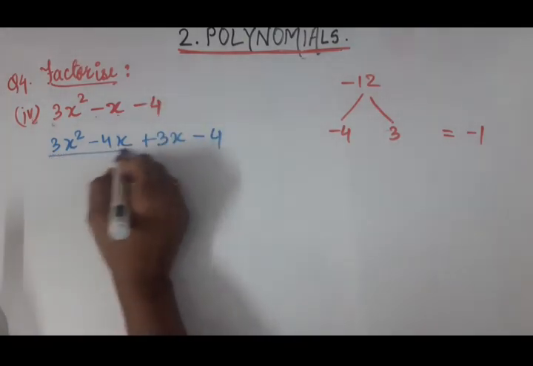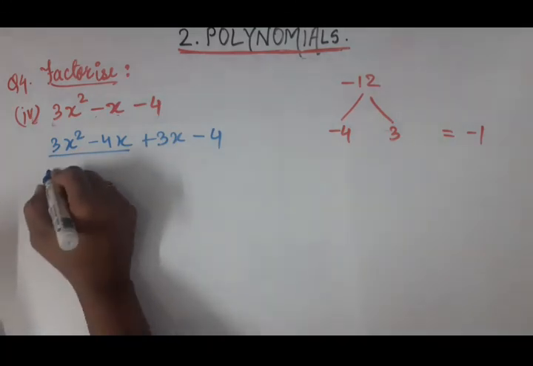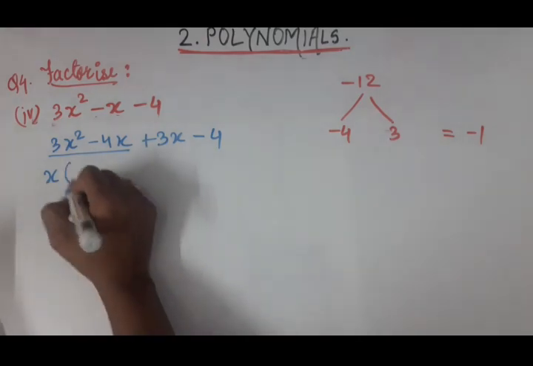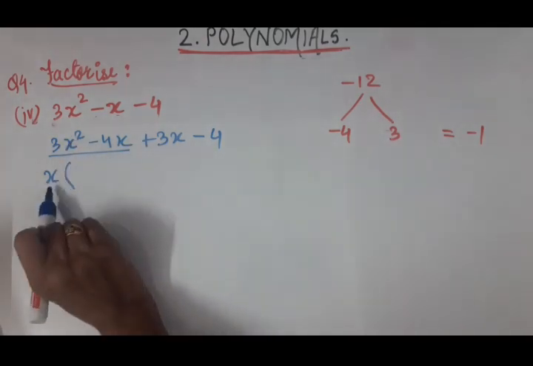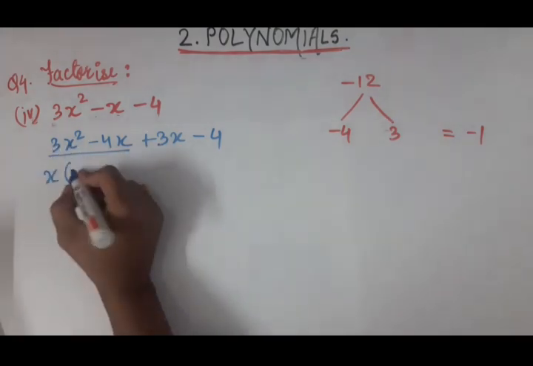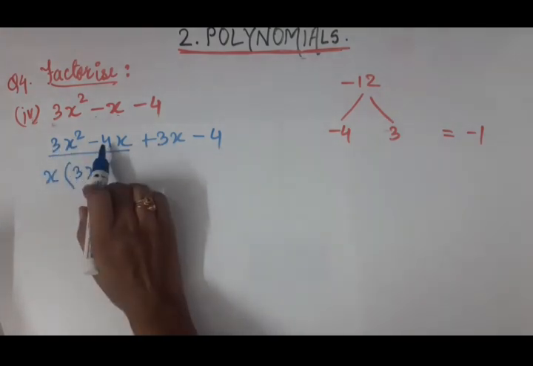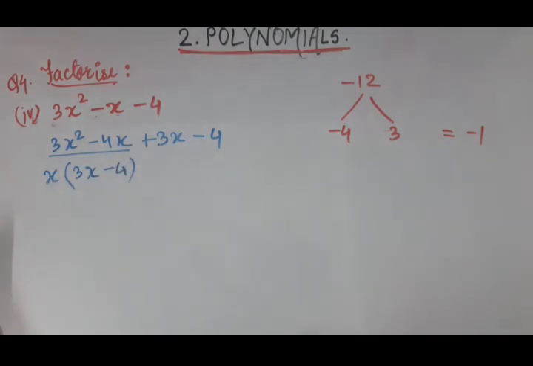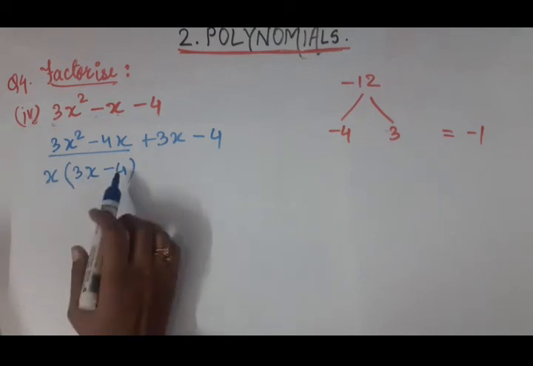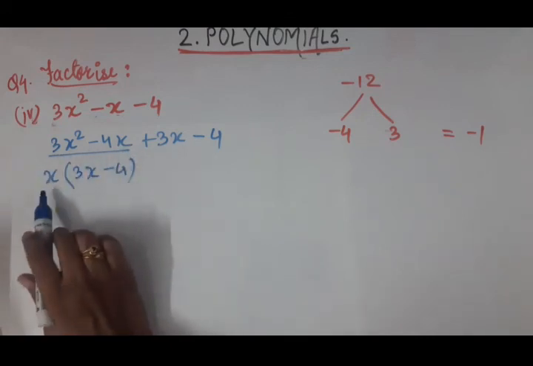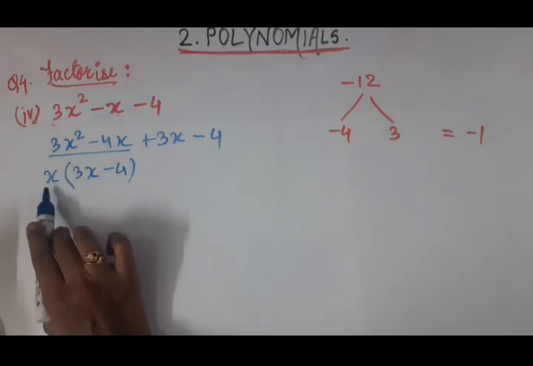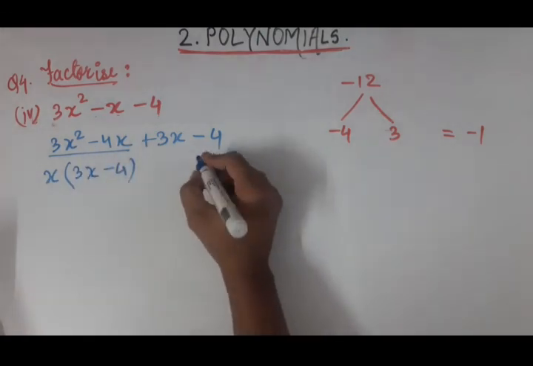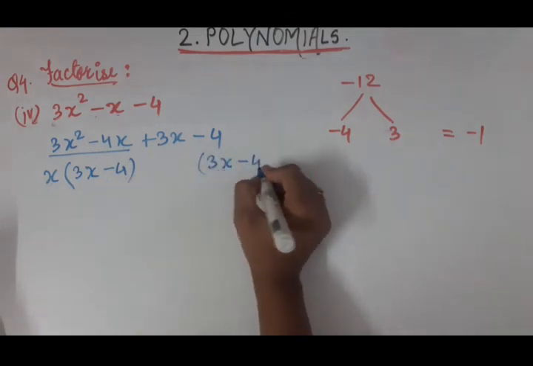Okay. Now what you can take common from here is only x, right? If I take x common, what remains? With what should I multiply this x to get 3x square? That is 3x. With what should I multiply x to get minus 4x? That is minus 4, right? See, if I open the bracket, I'll get the two terms back. x into 3x, 3x square, x into minus 4, minus 4x. Okay, again copy paste the bracket. You will get 3x minus 4 as it is.